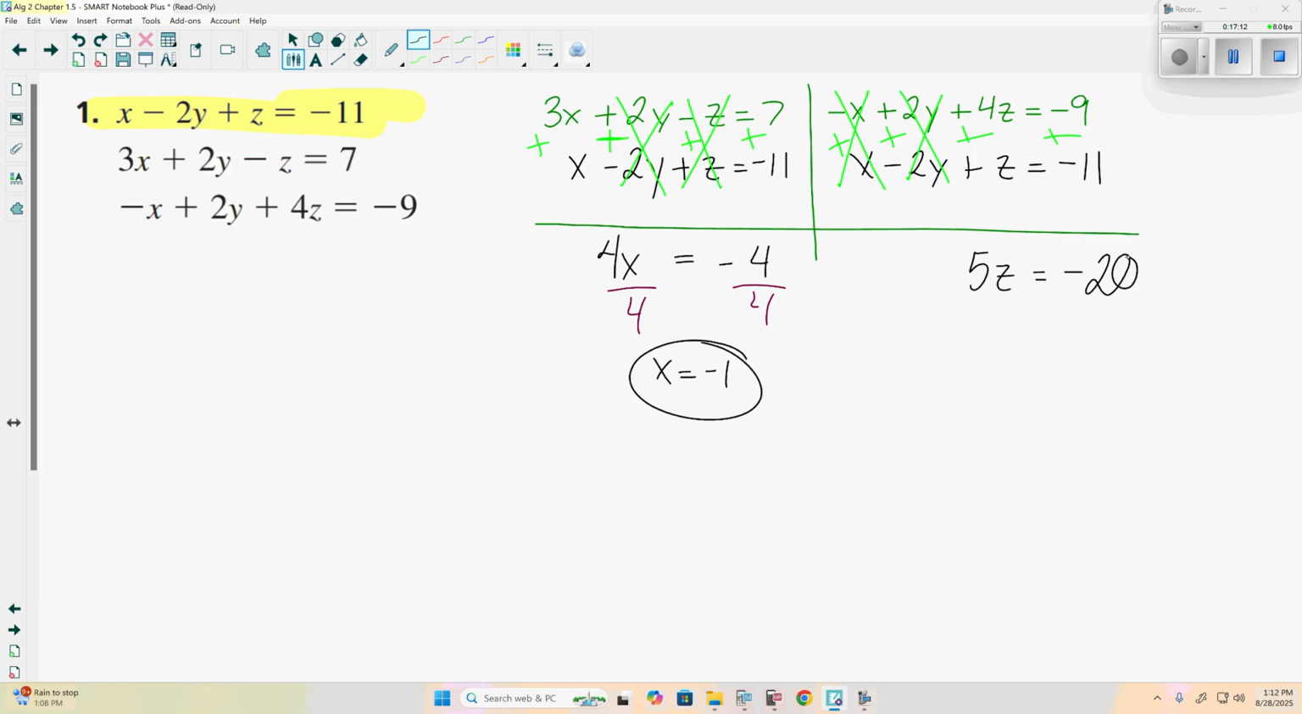Hey, we just have one variable, solve for it. We would divide both sides by 5, telling us z is negative 4. This is kind of nice because everything canceled out already. Now we just got to find y.